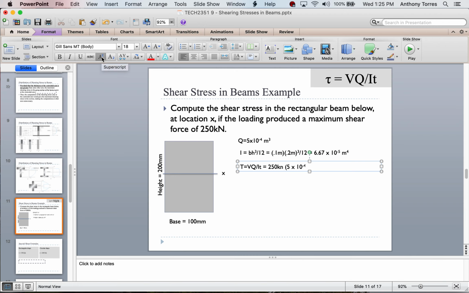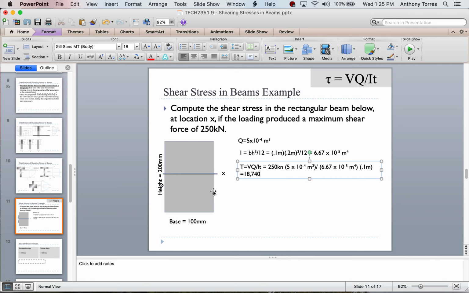10 to the negative fourth power, that's in meters to the third. All that is divided by the I, which we just calculated, which is 6.67 times 10 to the negative fifth meters to the fourth. And that's multiplied by the thickness. The thickness is this base right here, which also needs to be in consistent units, which is 0.1 meter.